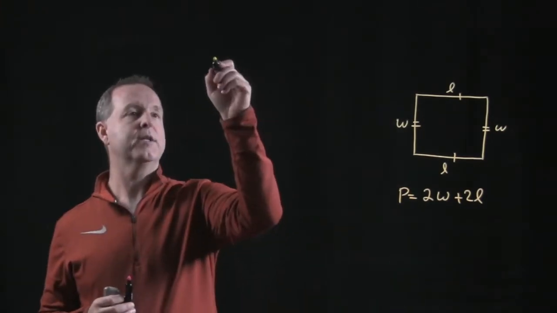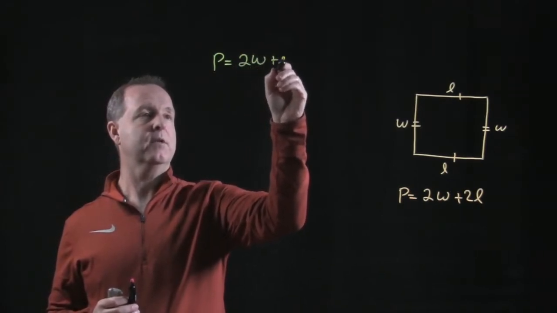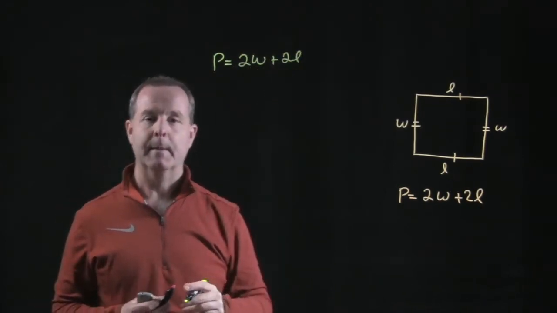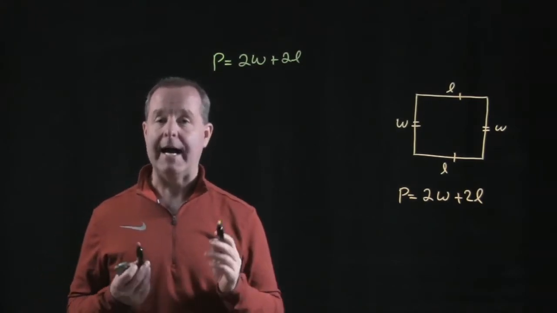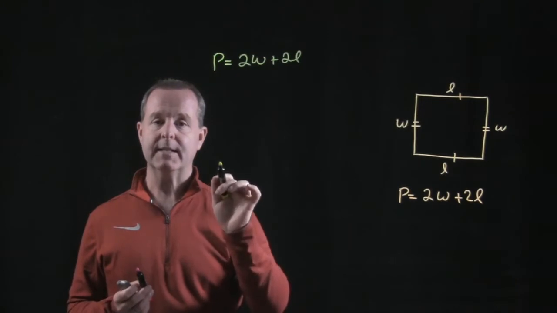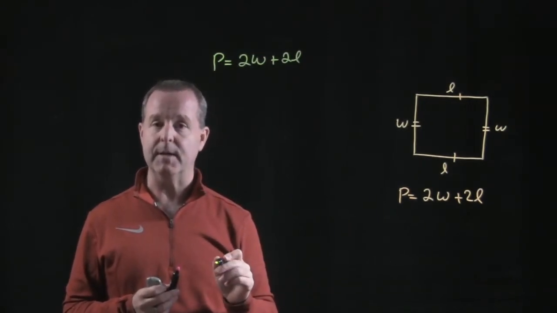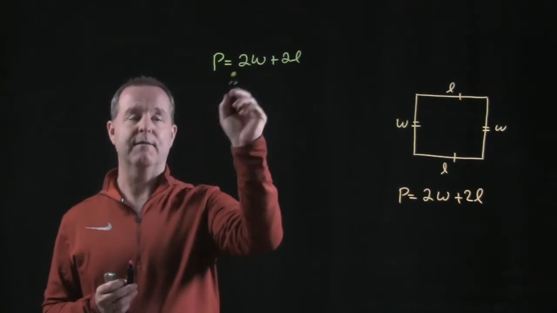Well, let's write our equation. P equals 2 times W plus 2 times L. Our goals are the same. We want to isolate the variable we're trying to solve, which is the W. So in this case, let's remove all the terms that do not contain a W. So we're going to isolate the variable term.